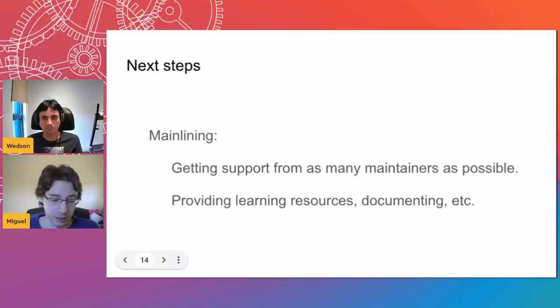Then finally, and this is the most important goal, is mainlining, which means getting merged into the kernel, because the previous two slides are about what we are working on, right? In order to accomplish this, which is the main goal, getting into the kernel so that people can start actually using it and are confident that even if it is merged as an experimental feature, at least people can see that it's there, it's working, it's being tested with the rest of the kernel code, and we start iterating there. And in order to do this, there are two main things we have to accomplish.